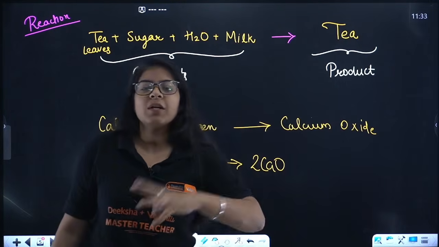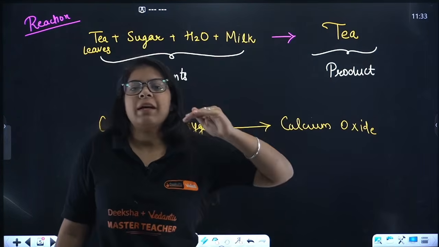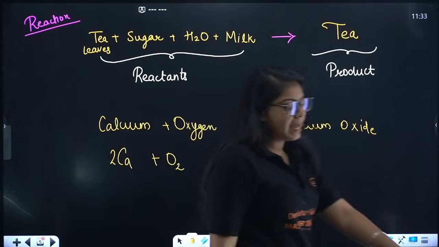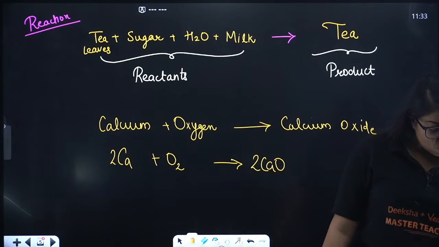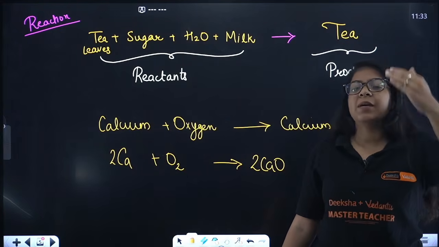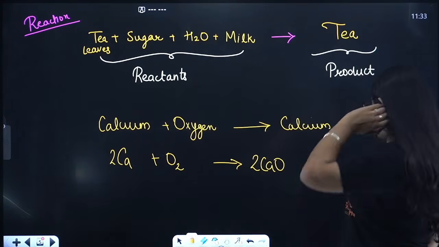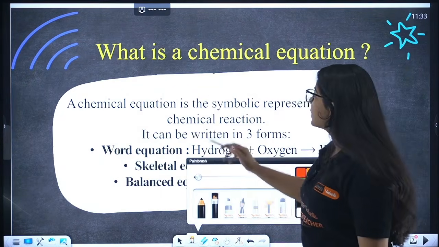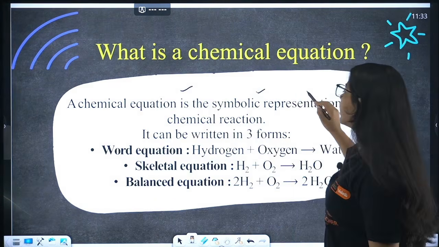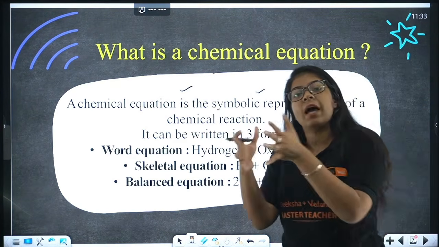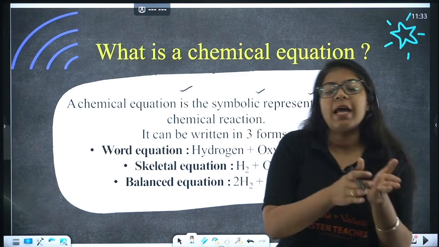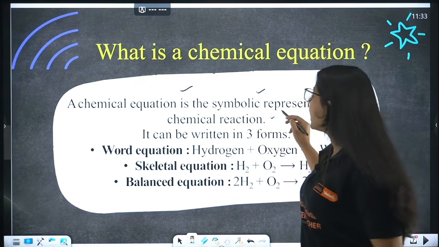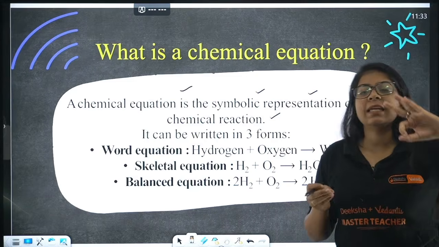So what is this? What is happening? We are writing our chemical reaction with the help of some symbols, the symbols of these elements. Okay, so that is exactly what is happening here. To represent the chemical reaction onto a paper with the help of symbols is called a chemical equation. So a chemical equation is the symbolic representation. We represented calcium with the help of Ca. We represented oxygen with the help of a single element O or O2, right? Of a chemical reaction.